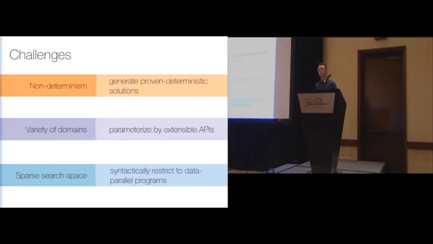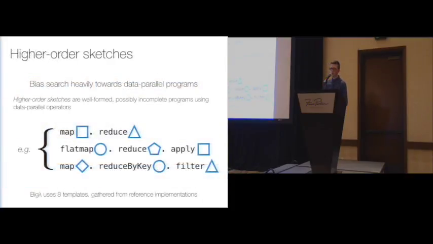Now, the last and most important problem that we have is that the search space is very, very sparse. If you imagine the set of programs and then you circle all of the data parallel programs, you're going to find that they are very few and very far between. And with this in mind, we are going to syntactically bias our search towards data parallel programs. We do this using something called higher order sketches.